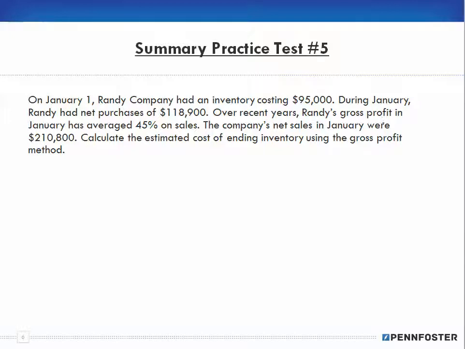Over recent years, Randy's gross profit in January has averaged 45%. So the gross profit averages 45%. And so I'm already thinking the gross profit method, which tells us here in the next couple of sentences, the company's net sales in January were $210,800. So calculate the estimated cost of ending inventory using the gross profit method.